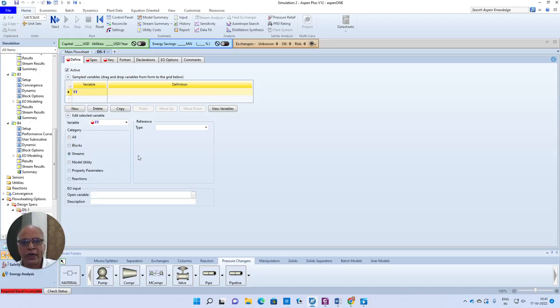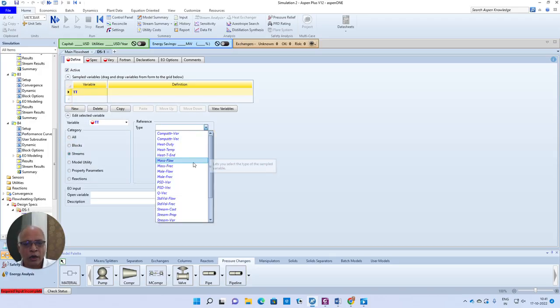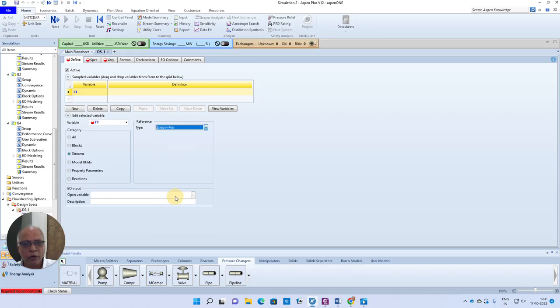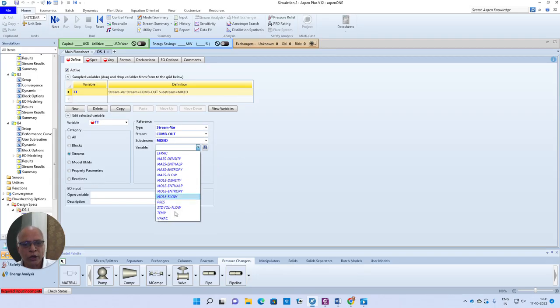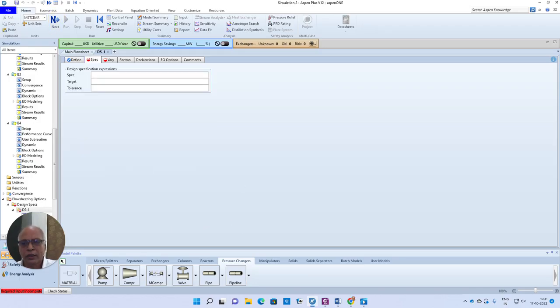So this is a stream variable, and the stream is combustor out, and the variable is temperature. What is our requirement? This target temperature should be 1400 degrees centigrade and with some tolerance.